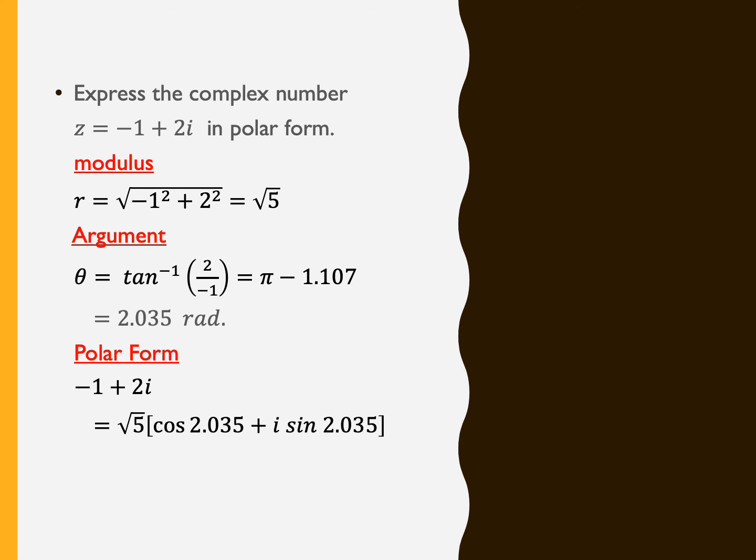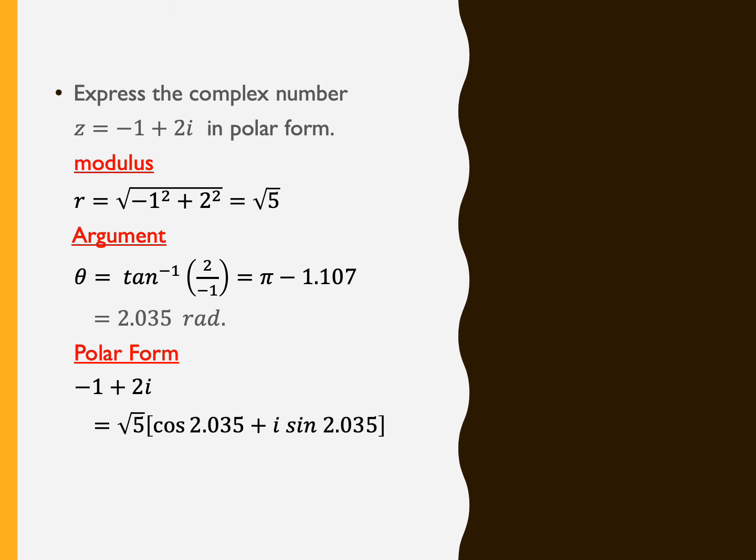Express the complex number z equal to negative 1 plus 2i in polar form. The first step of the solution, we have to find the modulus. The modulus for the complex number z equals square root of x squared plus y squared. The real part is negative 1 and the imaginary part is equal to 2. So the modulus of the complex number z equals square root of negative 1 squared plus 2 squared, equal to square root of 5.